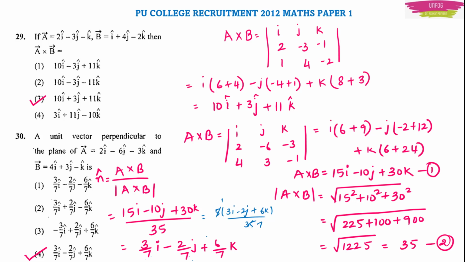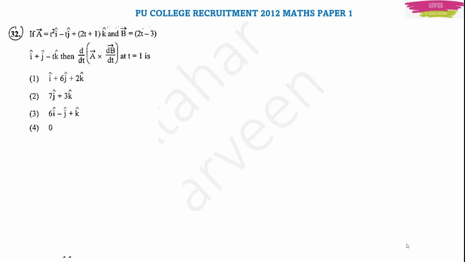This is a maths question paper, note. But the same type of questions can be asked in a physics question paper also, from mathematical methods in physics. Next question of PU College Recruitment. The question is, if A is t square i minus tj plus (2t plus 1) into k and B is (2t minus 3) into i plus j minus tk, then d by dt of A cross db by dt at t is equal to 1 is.